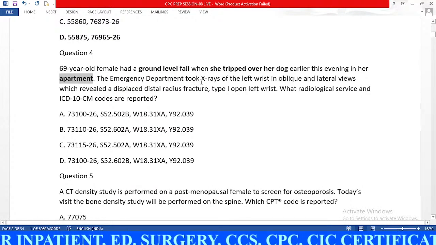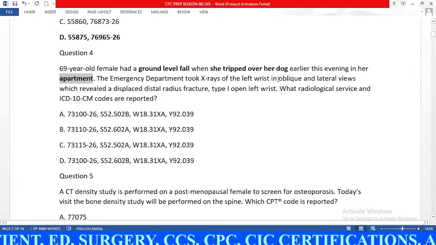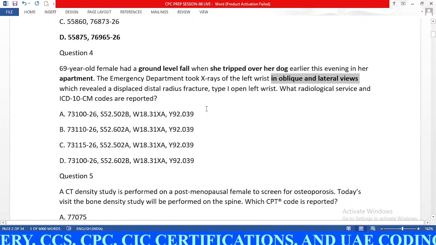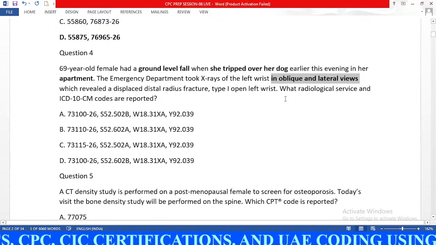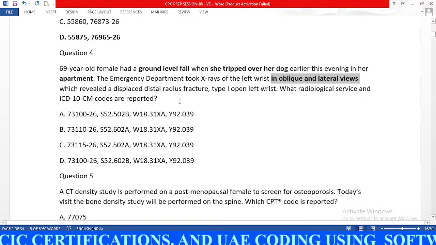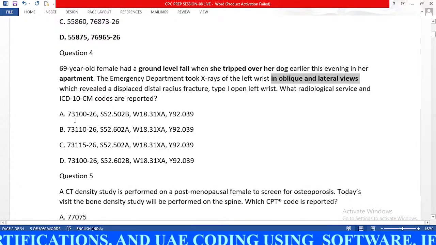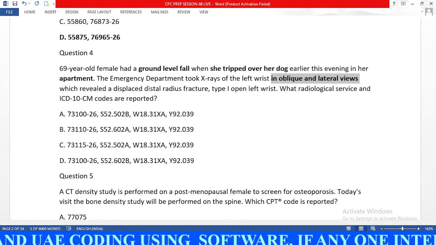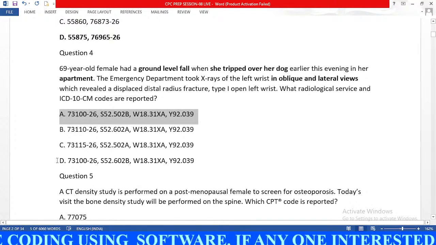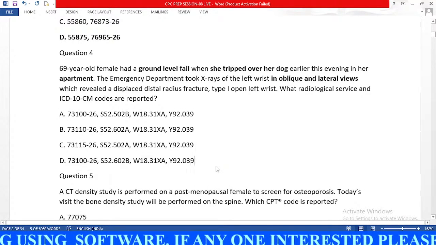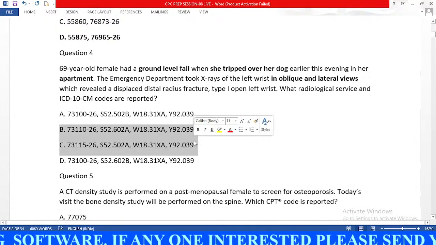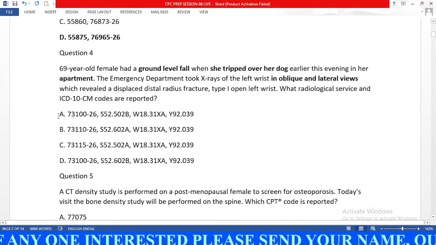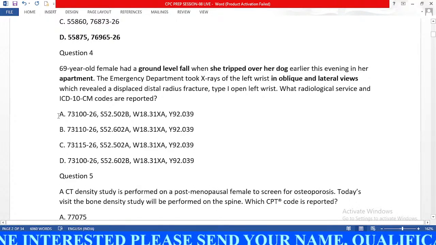So the emergency department took x-rays of the left wrist in oblique and lateral views. So here two views which reveal displaced distal radius fracture type 1 open left wrist. What radiological service and ICD-10 CM codes are reported? So basically when you write the CPC exam, you need to identify the identical CPT codes here. For example, if you see A and D are having the identical CPT codes. So directly you can see these two codes, but first of all, you need to concentrate on A and D. Why? Because these both are having the same identical CPT code.